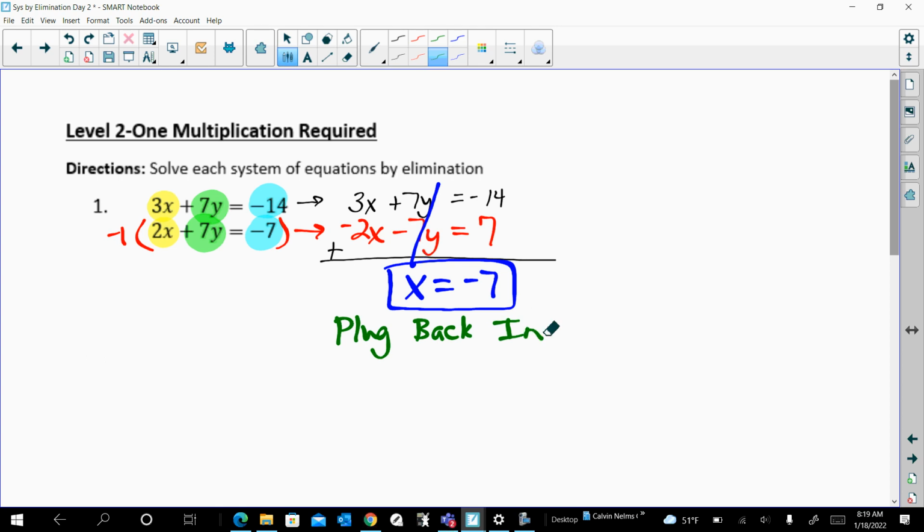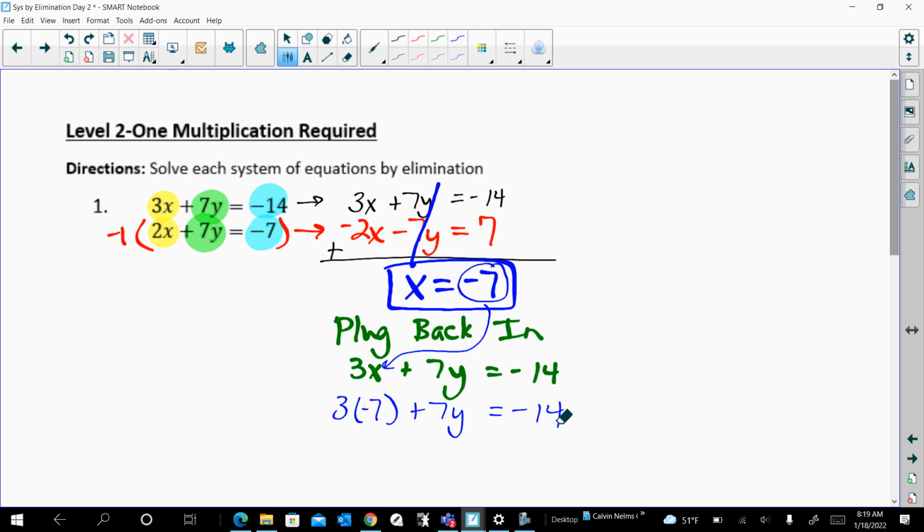Which equation do you want to plug back into? All right, top, 3x plus 7y equals negative 14. We're going to take the value of x, which is negative 7, and plug it into that equation using parentheses. So that would be 3 parentheses negative 7 plus 7y equals negative 14. All right, so negative 21 plus 7y equals negative 14.